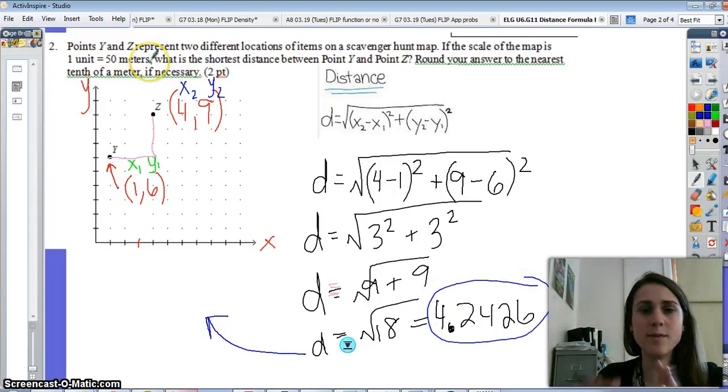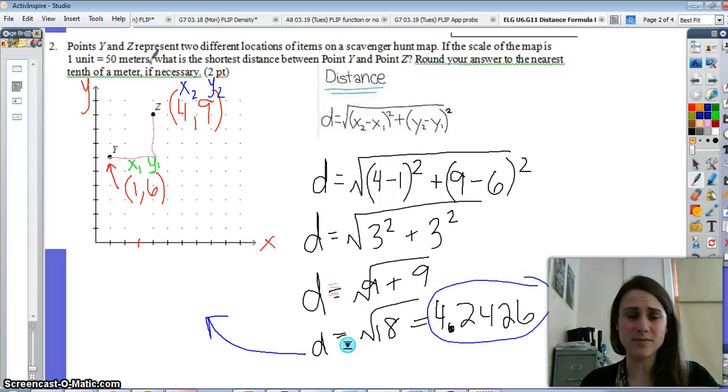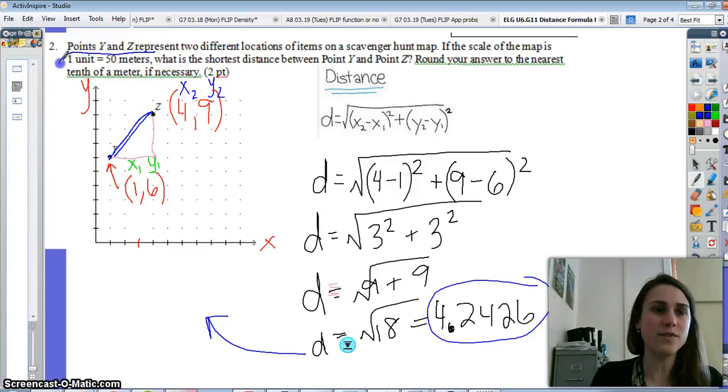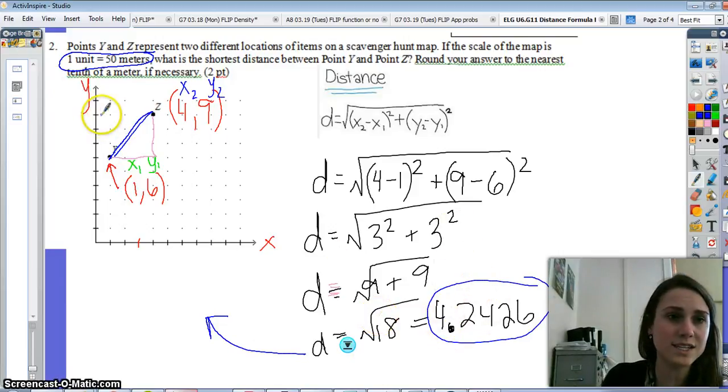terms. So I remember this is like a map of a city or something, and I'm finding the distance between Y and Z. So Y might be my house, Z might be North High School. I want to find out what is this distance, and I'm being told that 1 unit equals 50 meters. So I just found out that the distance between these 2 points is 4.2426 units, but I want to find meters.